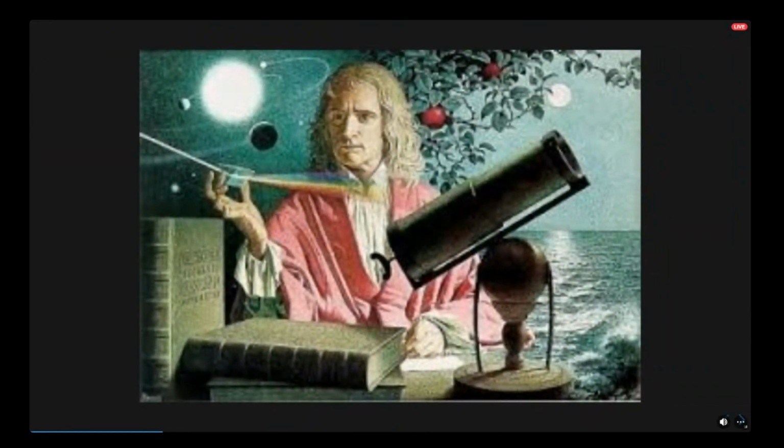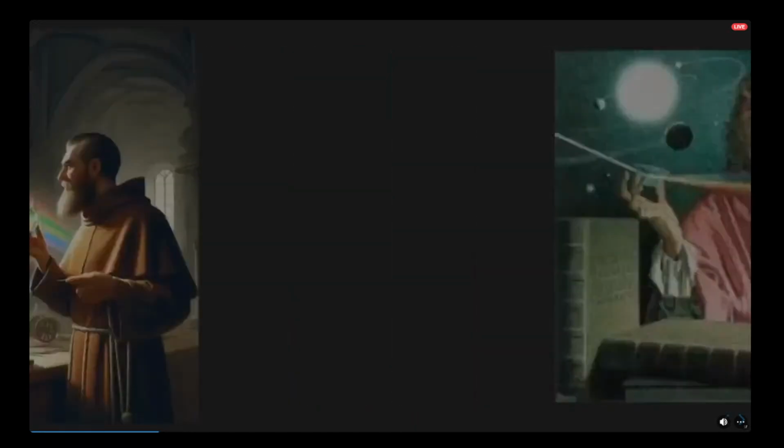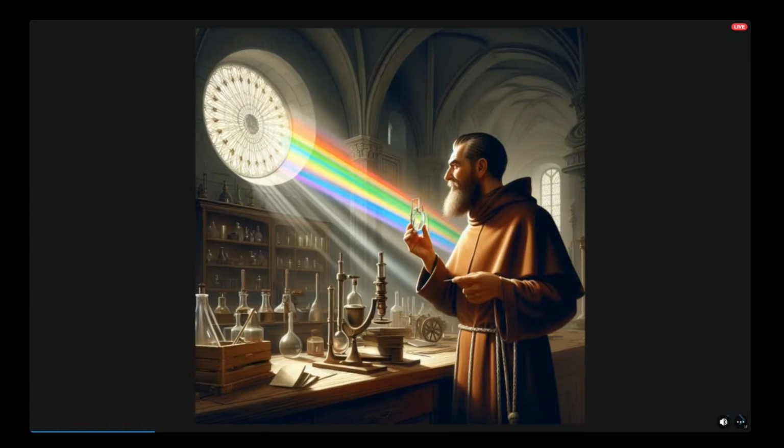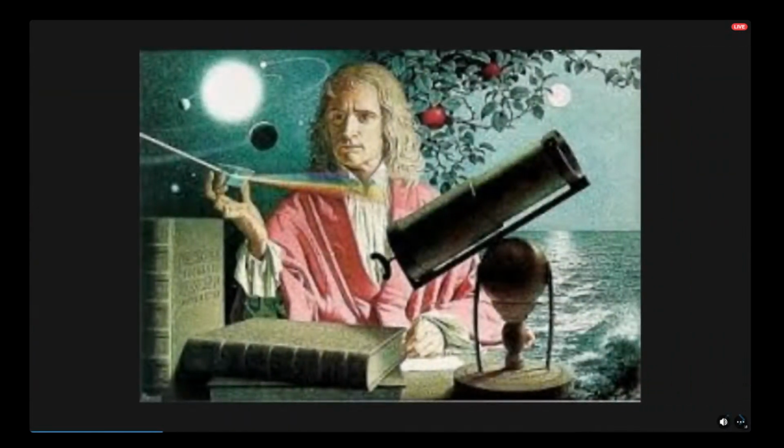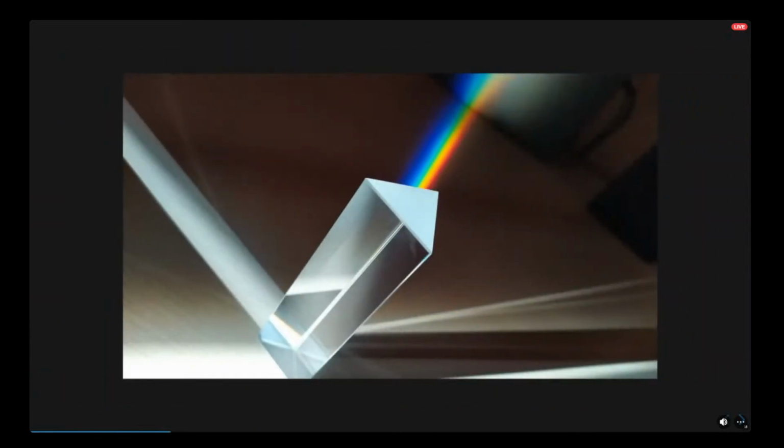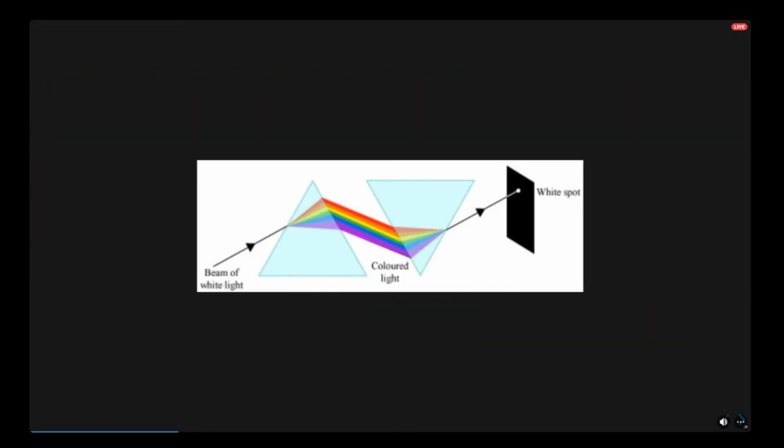And then we have Newton coming in, and he does his thing with prisms. He takes a more refined approach rather than just an accidental happenstance. He takes some crystal prisms, splits light beams, and finds that the color is contained in the light beam. He split a white light into a color spectrum, and then used another prism to recombine it into a white light. So there we did a little experiment.